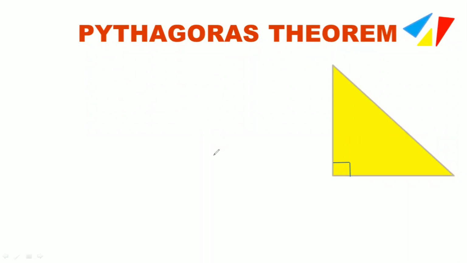In this module, we are going to discuss the Pythagoras theorem. Before we start, one thing is very important for you all to remember: this theorem is only applicable for a right angle triangle, meaning a triangle having one of its angles as 90 degrees.